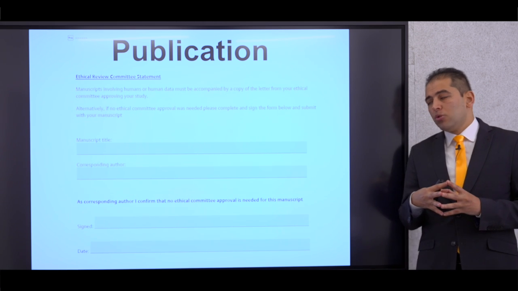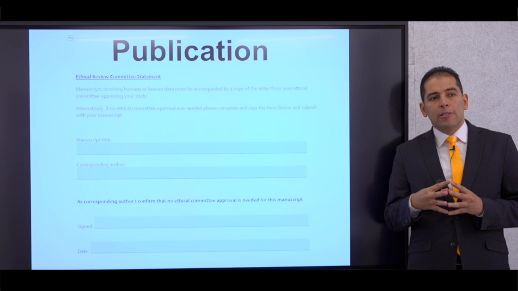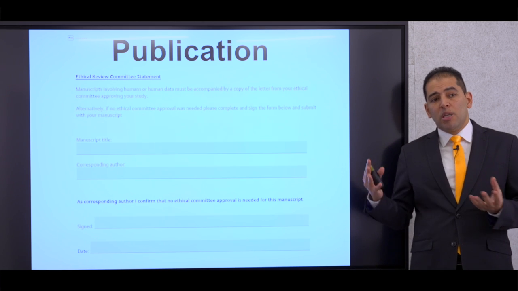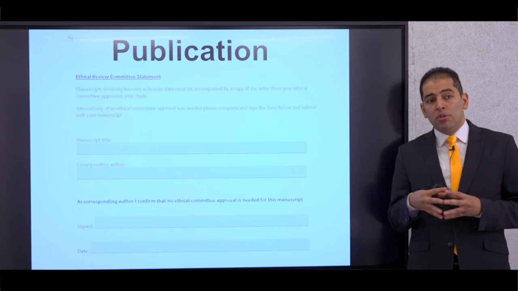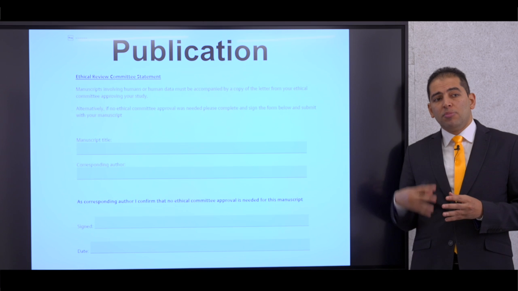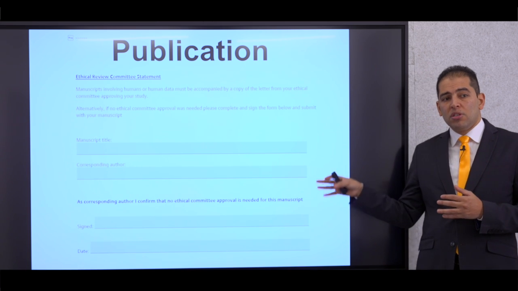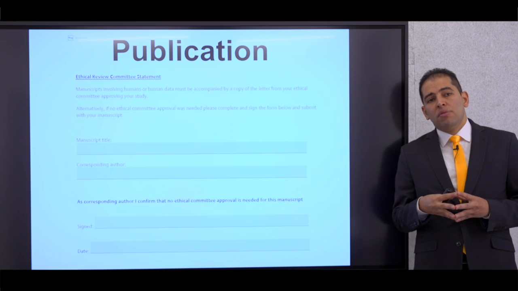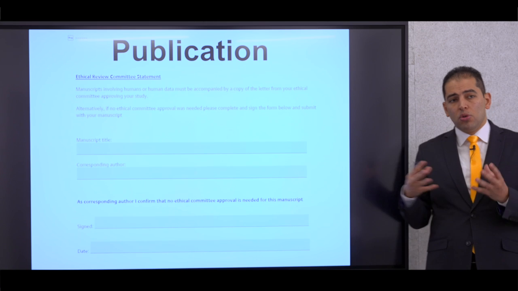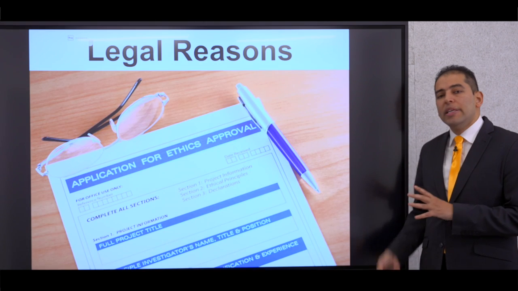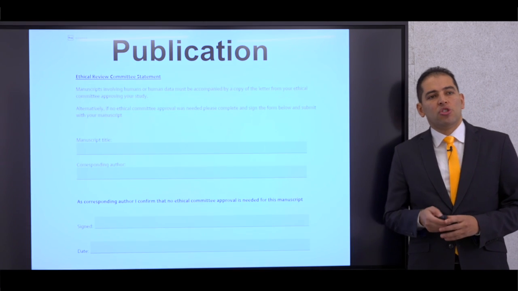So today in many journals we will find this ethical review committee, and sometimes it needs to be signed by your university. You need to have a manuscript title, a corresponding author, and on the other side you need to have the signature from your ethical approval in university. So this is also important. It's not only the legal side, but it's also for publication.